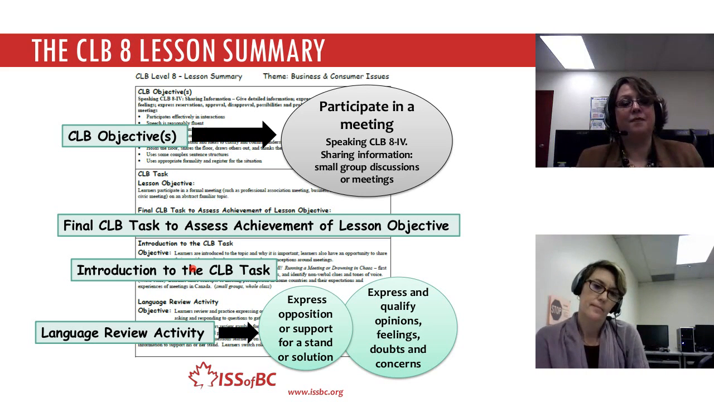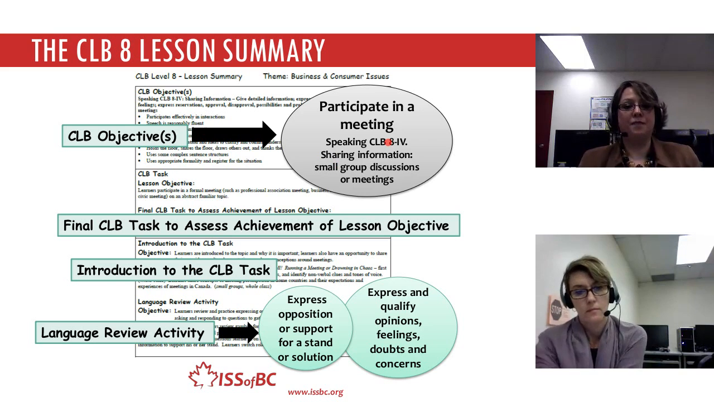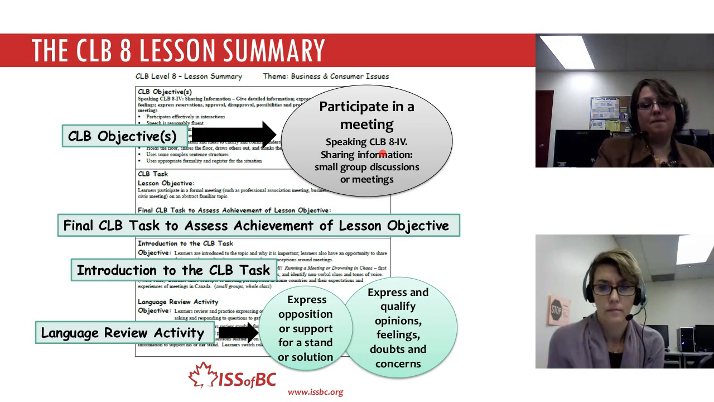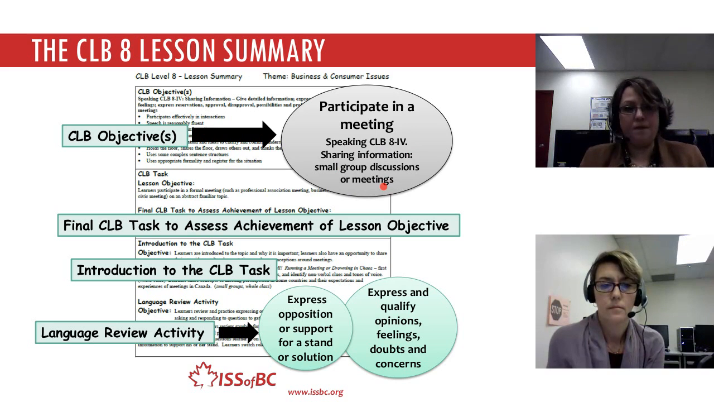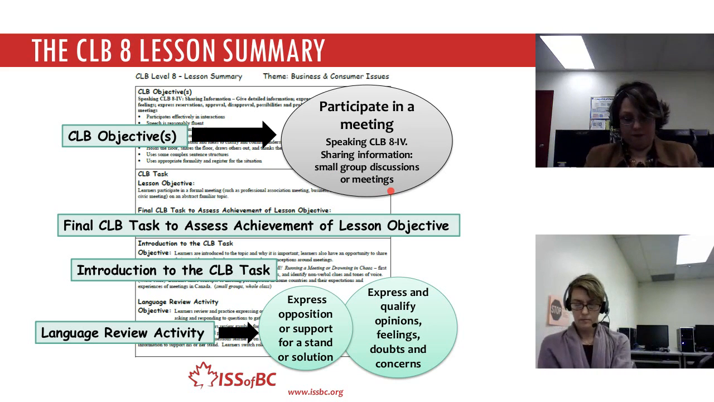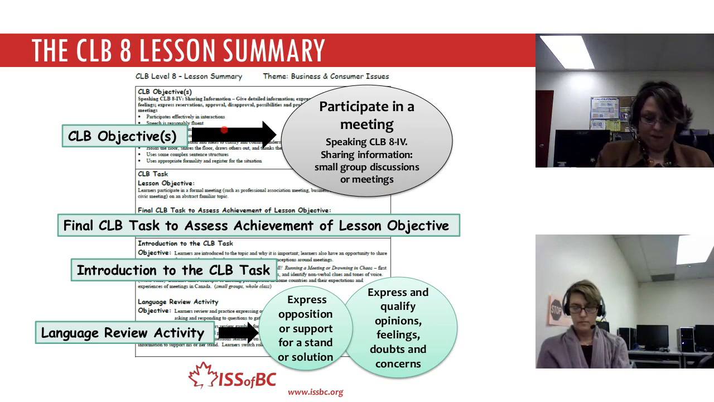On this page of the lesson, you can see that we've explicitly laid out the CLB competency, which is what Claire mentioned earlier: speaking for CLB 8, number 4, sharing information, small group discussions or meetings. The criteria is also spelled out, and it comes from the indicators of ability and the profile of ability. That's a bit tricky to read, but it's back here. So when you look on the Realize forum later, you can have a better look at that. The specific CLB task here is that they participate in a formal meeting, such as a community meeting.